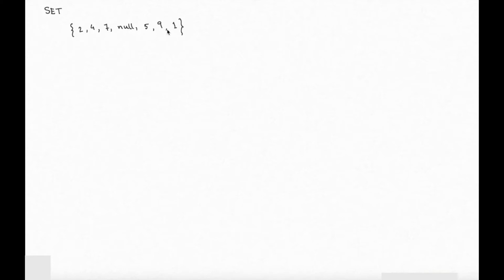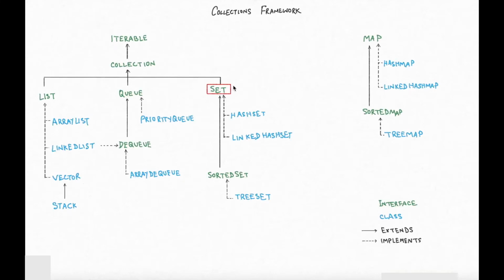So if you know the mathematical concept of sets, it is that it contains unique elements. There can be no duplicates. And that is exactly what the set interface in Java tries to model. The set interface extends the collection interface. The iterable interface is extended by collection.